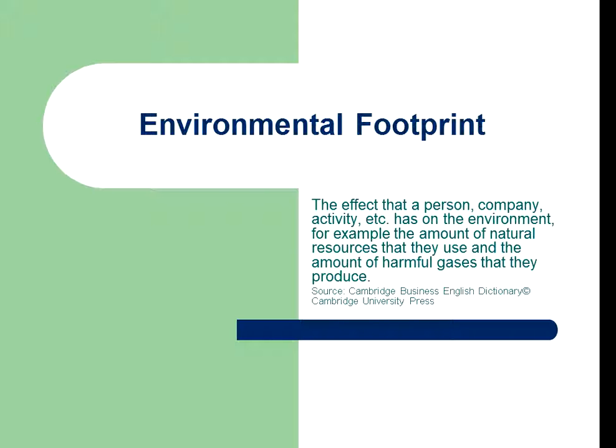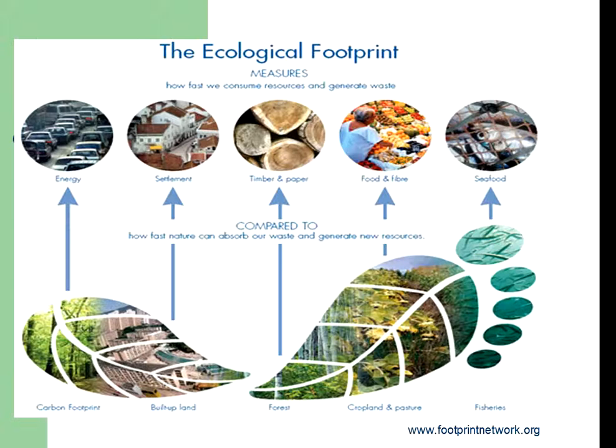The effect that a person, company, activity, etc. has on the environment, for example, the amount of natural resources that they use and the amount of harmful gases that they produce. This definition could be explained better in this diagram. The ecological footprint measures how fast we consume resources and generate waste compared to how fast nature can absorb our waste and generate new resources.